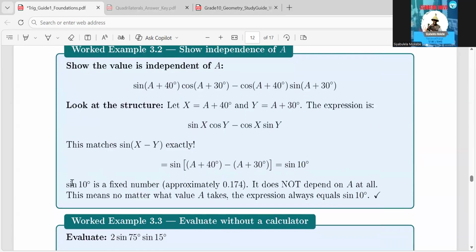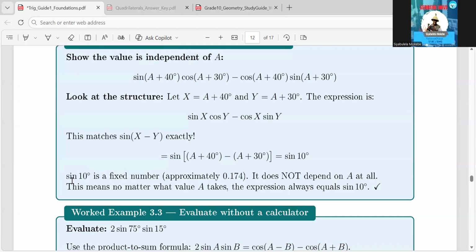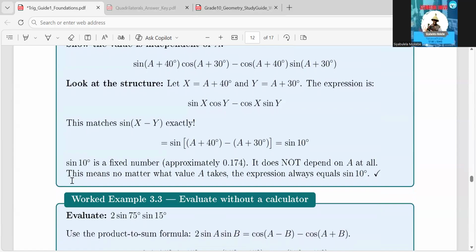Now, here's another one. Evaluate without a calculator. You can pause the video and try it out. 2 sine 75 sine 15. In my mind, I'm already thinking that 75 would be 45 plus 30, my special angles, and 15 would be 45 minus 30.